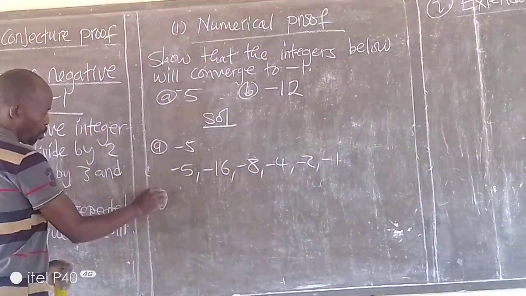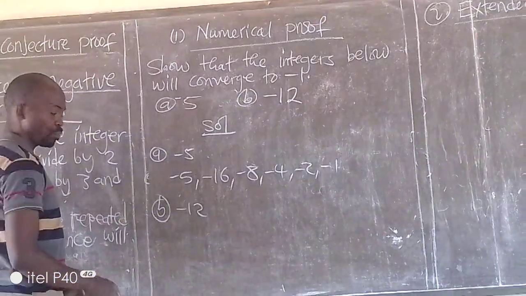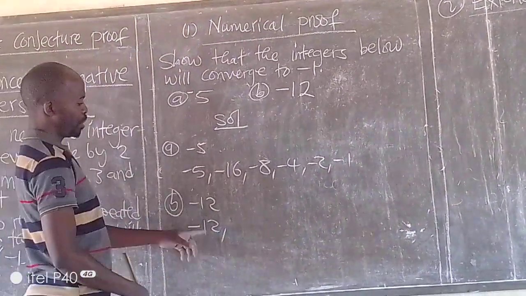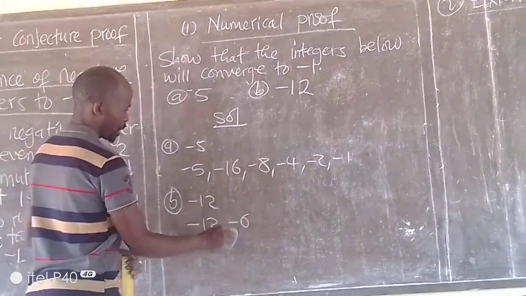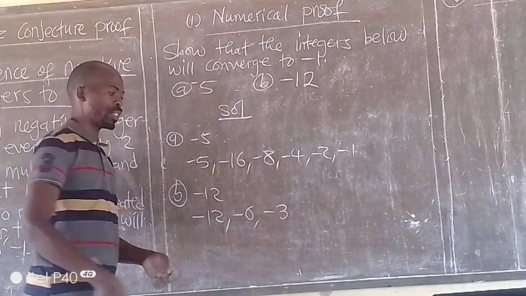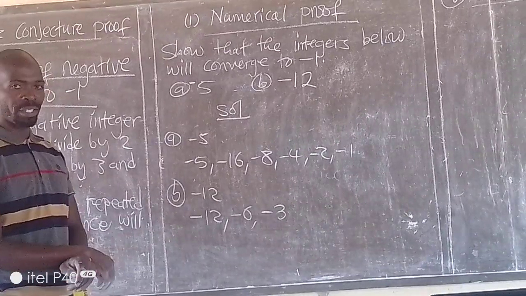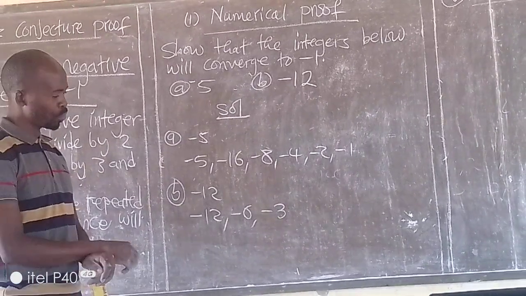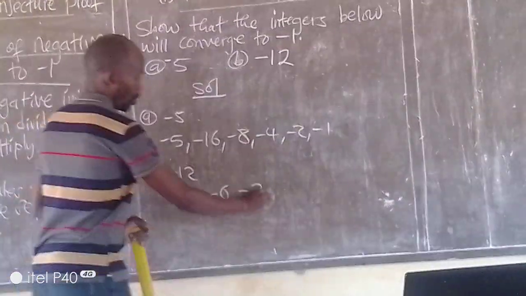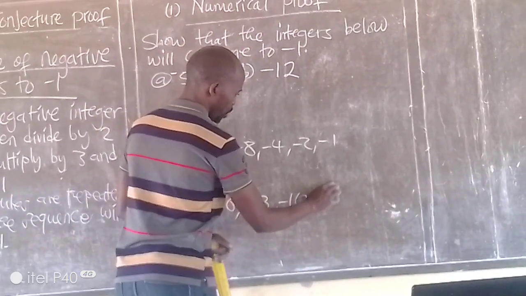Then we move on to part B, where we have negative 12. So negative 12 will be the first integer. Since it's even, we divide by 2, we get negative 6. This is even, we divide by 2, we get negative 3, which is odd. Now multiply negative 3 by 3 and subtract a 1. So 3 times negative 3, negative 9, minus 1, negative 10. We have negative 10 here. This is even, we divide by 2, negative 5.